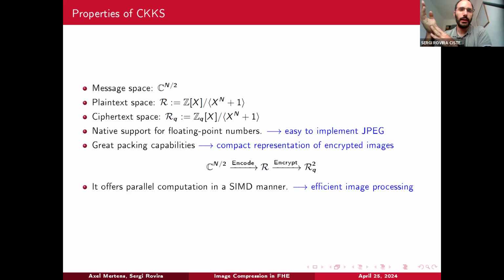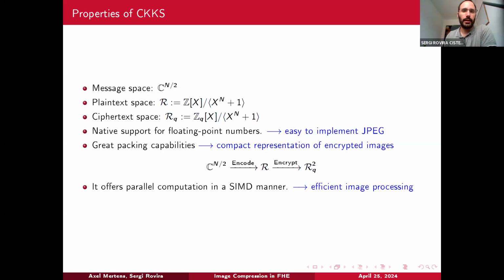So the first property, native support for floating point numbers, allows us to implement the original JPEG in the homomorphic domain without many changes to the algorithm. We only change the encoding to the encoding that Axel explained. Then the packing capabilities allow us to represent encrypted images in a very compact way, which I will explain next.